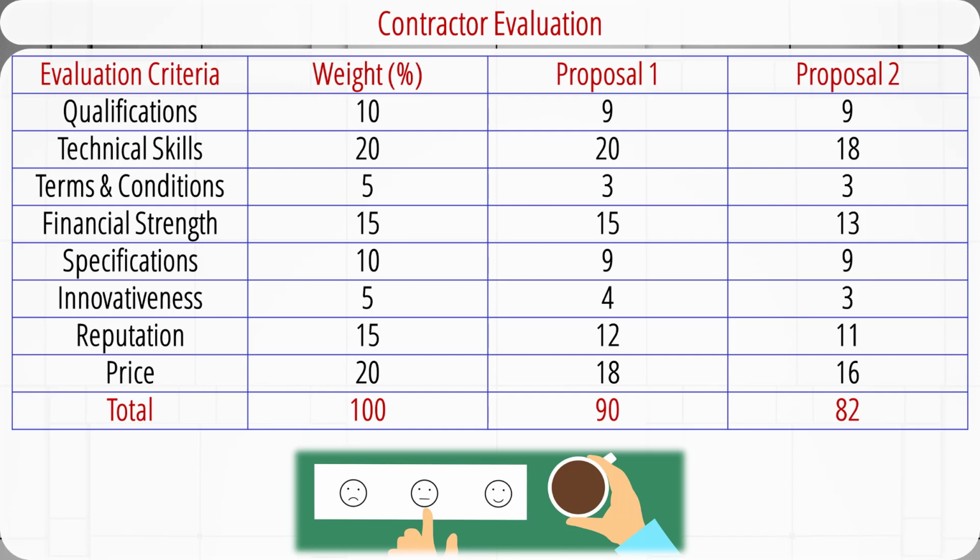This table shows an example. The evaluation criteria like contractor qualifications, staff technical skills, understanding of terms and conditions, etc. are listed in the first column. The weights for the criteria are listed in the second column. The scores for two proposals, 1 and 2, are listed in the third and fourth columns, respectively. It seems proposal 1 has a higher weighted total, which makes it the winning proposal.